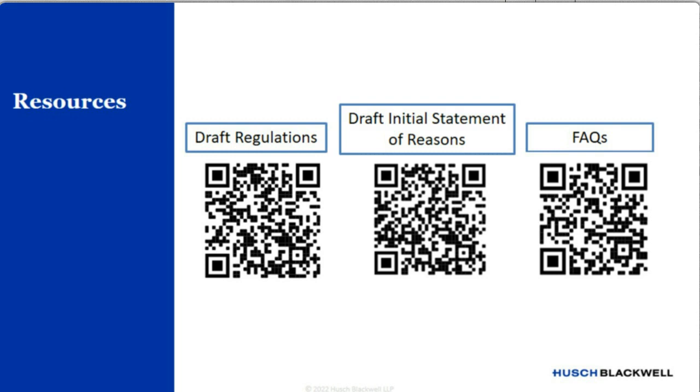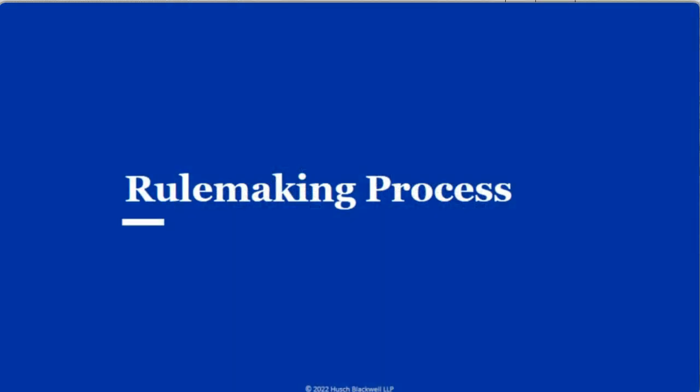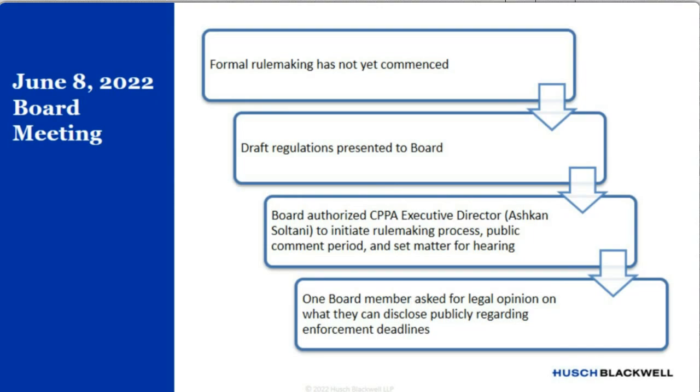Okay, so the rulemaking process. This is where things stand right now. Yesterday, the CPPA, the California Privacy Protection Agency, this new governmental agency that was just created with the CPRA, had a board meeting. It is not happenstance that we are having this meeting; that was intentional.